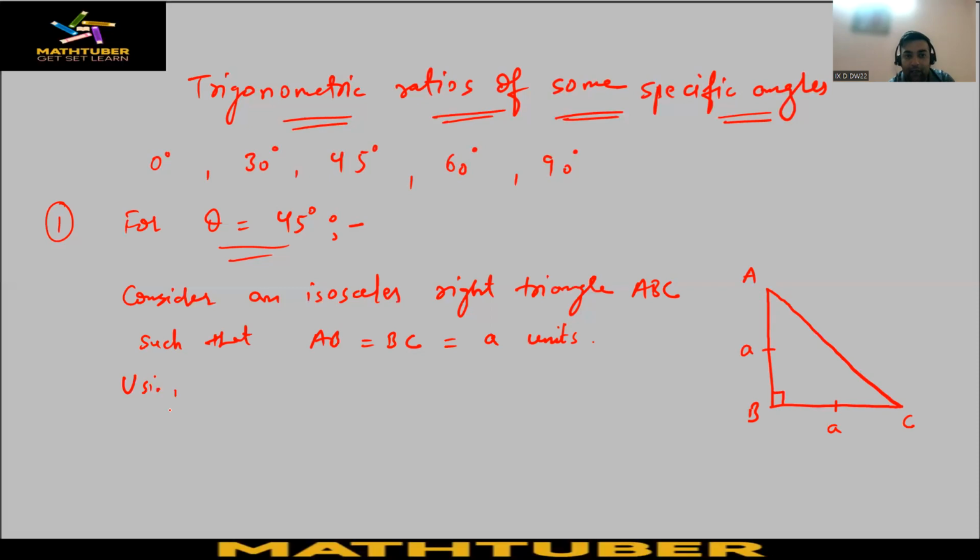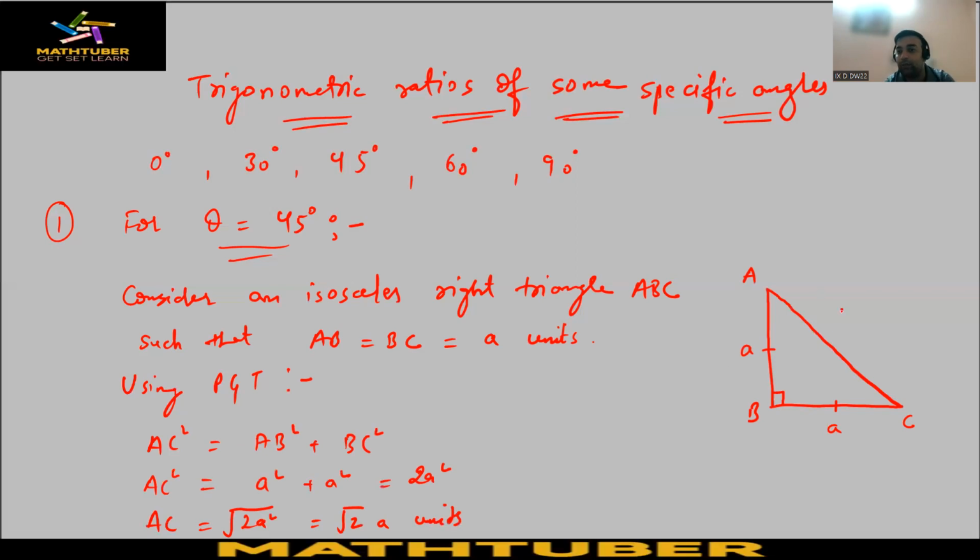So using Pythagoras theorem, we will first find out the value of AC here. As AC is the hypotenuse, AC square will be equal to AB square plus BC square, and it will be A square plus A square, which means 2A square. So AC will be equal to under root of 2A square, that is root 2A units. So the hypotenuse becomes root 2A units.